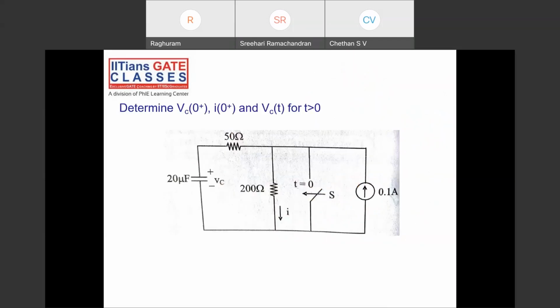Try to do this. Find Vc of 0 plus, I of 0 plus, and Vc of t for t greater than 0. Try to solve this.